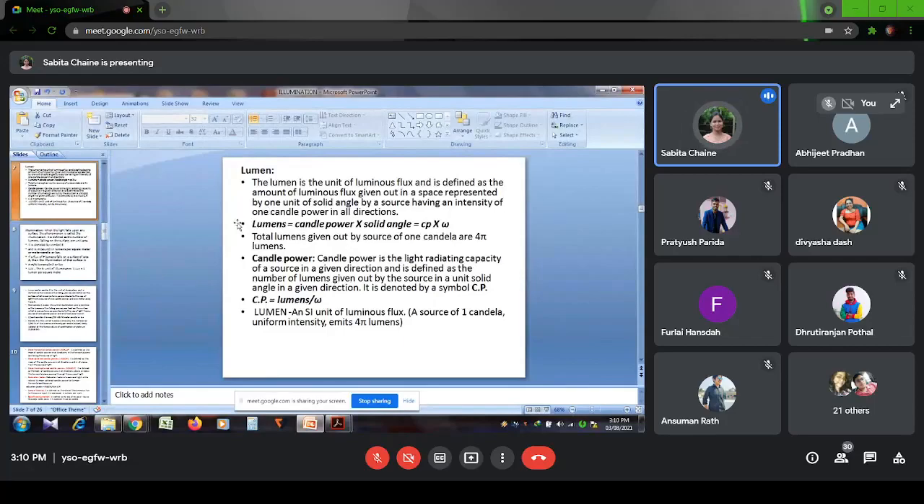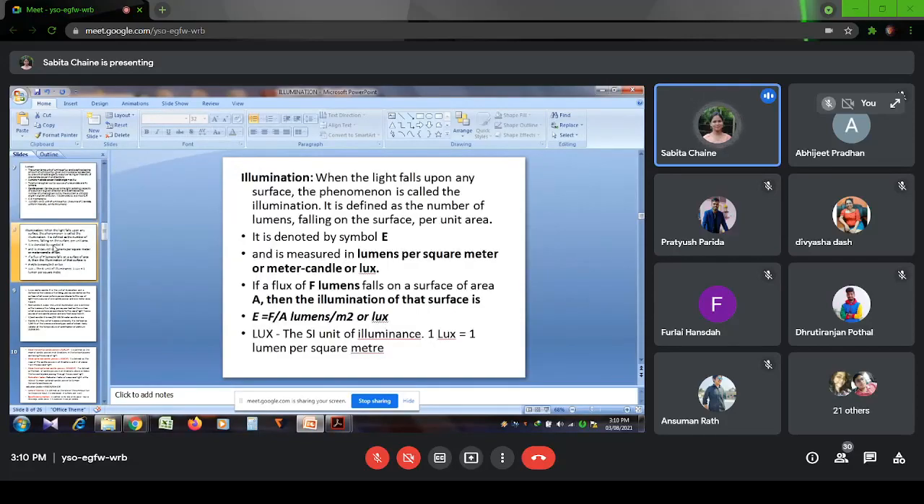So all these 4 terms are interrelated with the illumination. How is it interrelated with the illumination? If you know the 4 terms, you can easily understand the illumination. When light falls upon any surface, the phenomenon is called illumination. It is defined as the number of lumens falling on the surface per unit area.